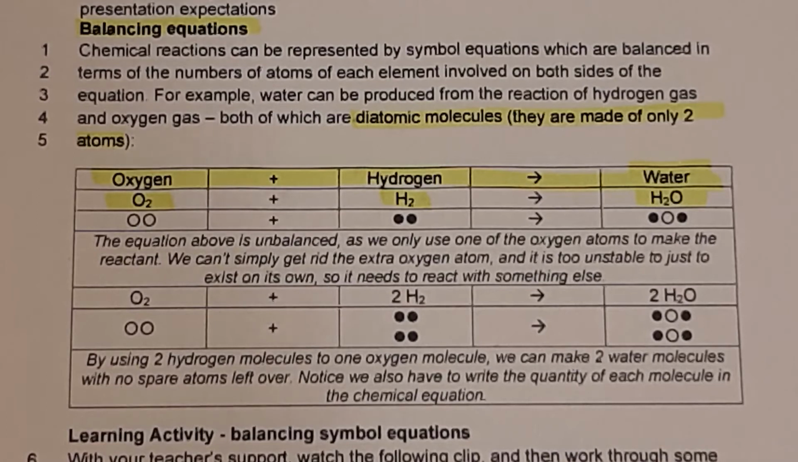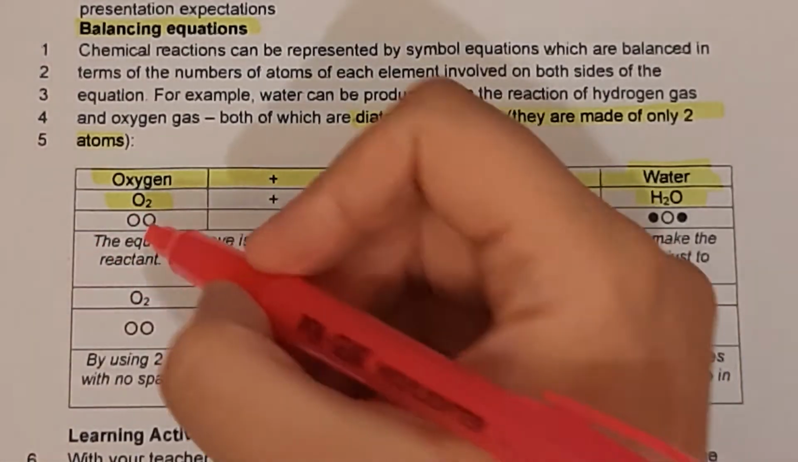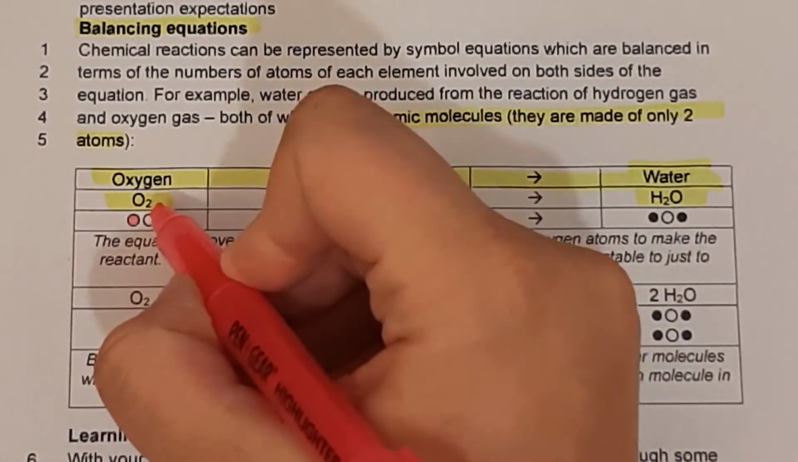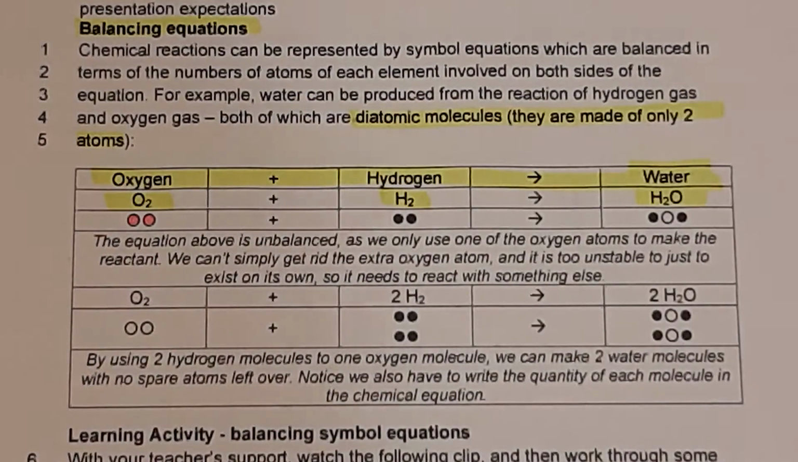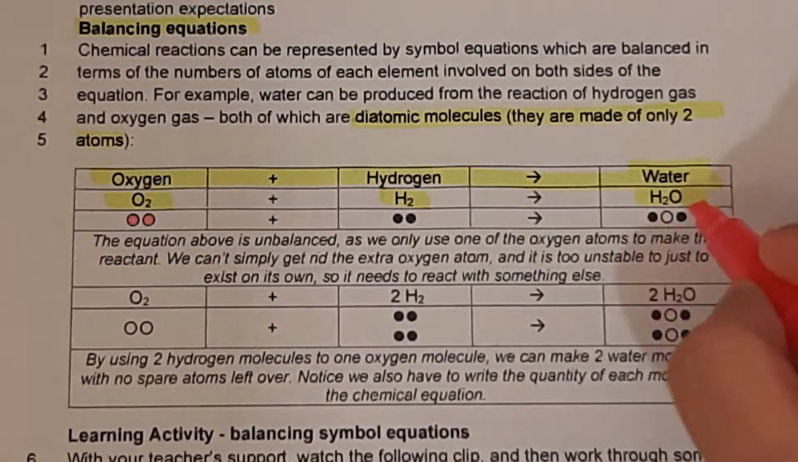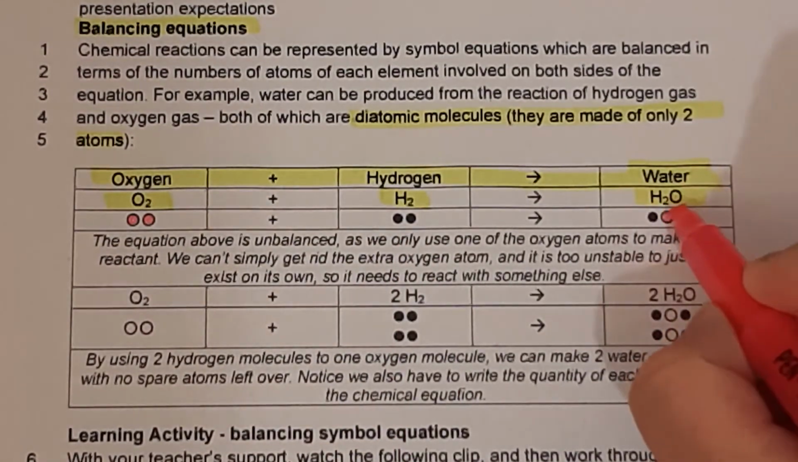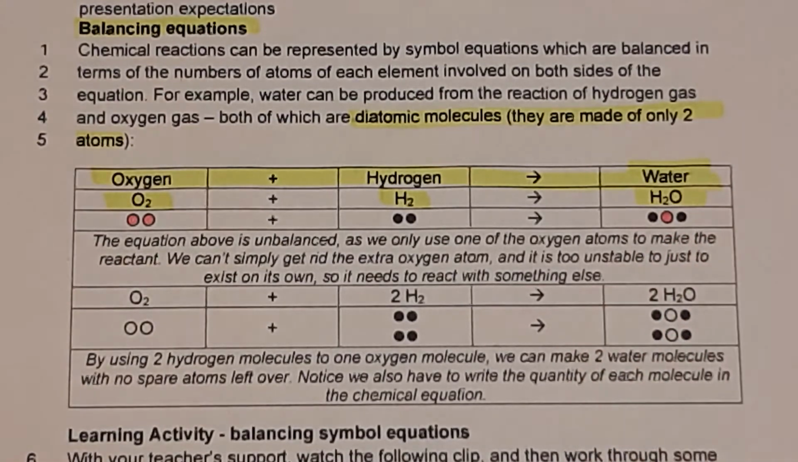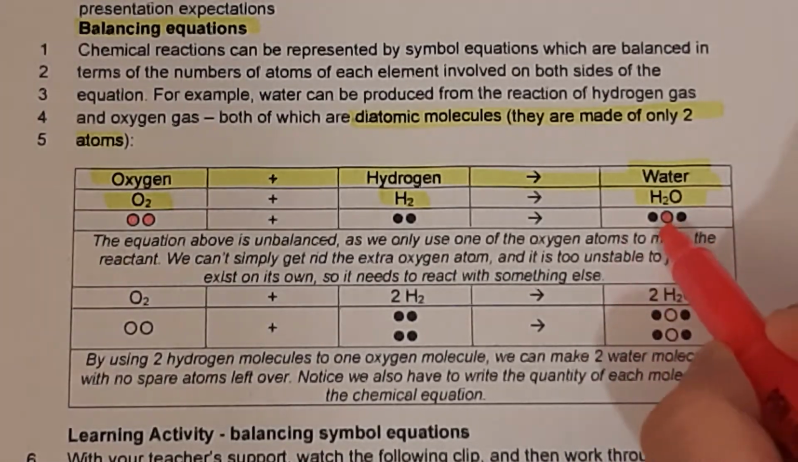So these two circles here below oxygen represent the oxygen atoms. So I'm colouring them in pink. Okay. Then we have two hydrogen atoms, which are represented as black. And then when we have water, these are the atoms in water. Two hydrogens and one oxygen.